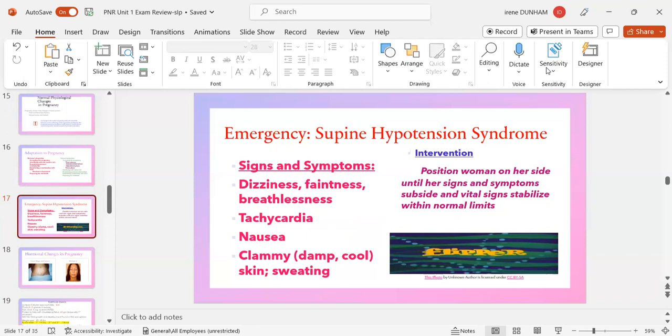Put her on her side. And this will relieve her signs and symptoms, and the vital signs will stabilize. It doesn't take very long. It's really fast. Now, we don't usually put them on their backs that long to create this, but this is what happens. So this is why it's called an emergency supine hypotension syndrome. So you have that down pat, everybody? Yes. Okay, you should probably see that one again. Okay, all righty.